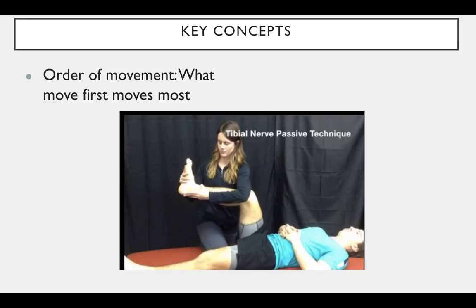Another key concept is that order matters. That which moves first moves most. So when we start with dorsiflexion of the ankle, we will see more movement on the distal end of the nerve versus the proximal end. The reverse is true if we move the hip first. This will become more clear and of importance when we speak to treatment based on irritability of the nerve or joint region.